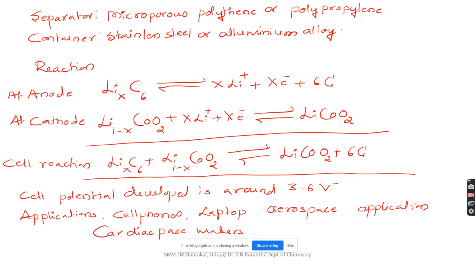The cell reaction is a trapping of lithium ion in the presence of the electron, where reduction takes place. That is LiXC6 plus Li1-xCoO2 giving rise to lithium cobalt oxide plus 6 moles of carbon. The potential developed is 3.6 volt, and it is usually used in laptops, aerospace applications, cardiac applications, etc.